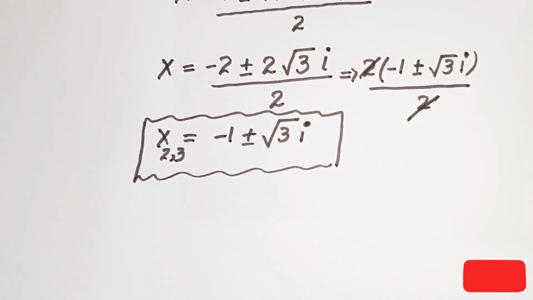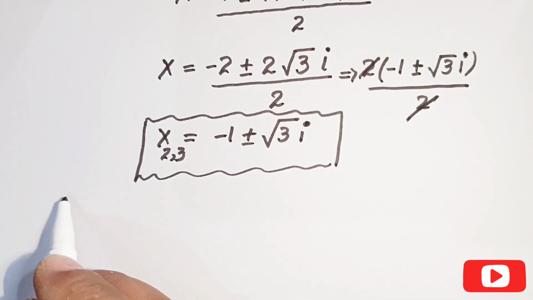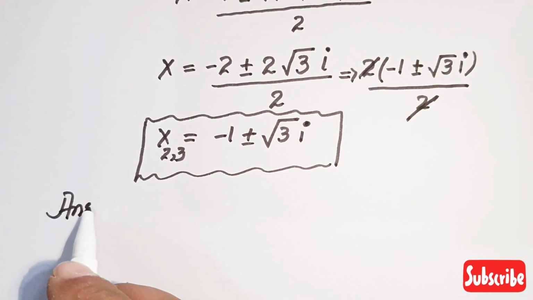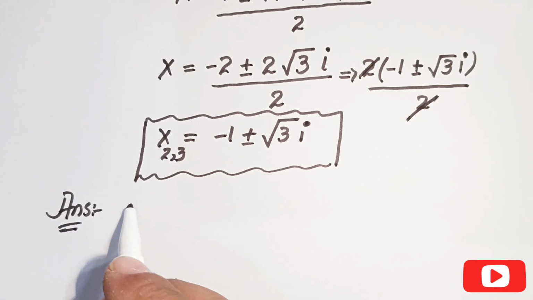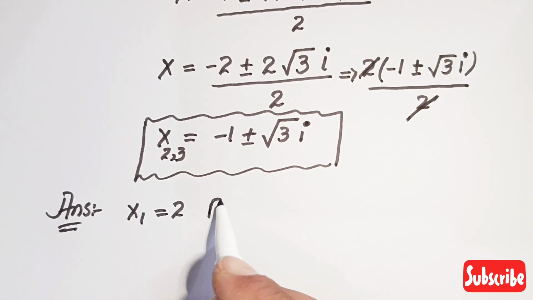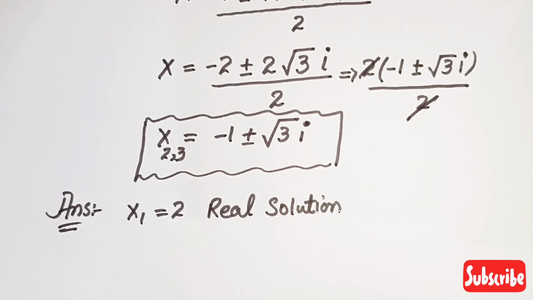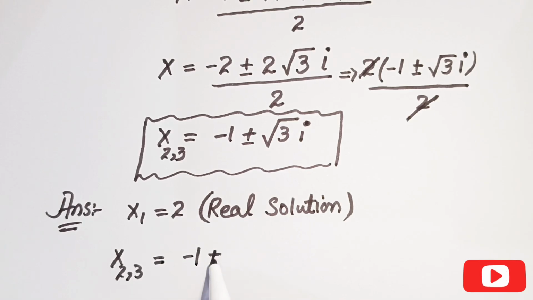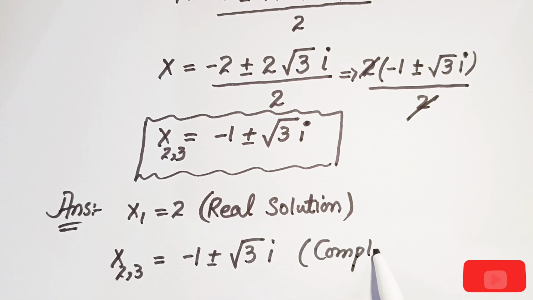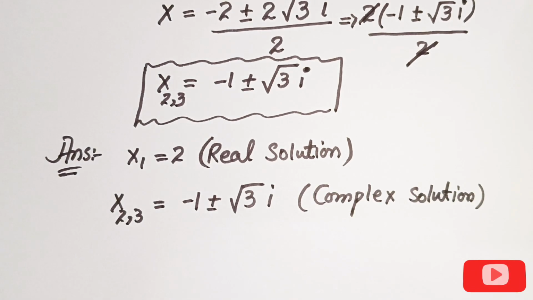So here we have three solutions, which are our answer: x1 is equal to 2, and it is our real solution. Now we write our other two solutions, x2 and x3, that is minus 1 plus or minus the square root of 3 i. These are our complex solutions, and we can also verify our result by using the real value of this problem, which is x1 is equal to 2.